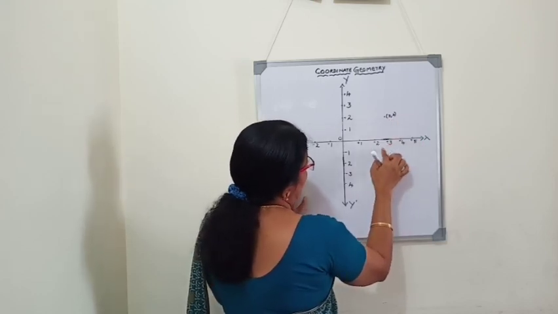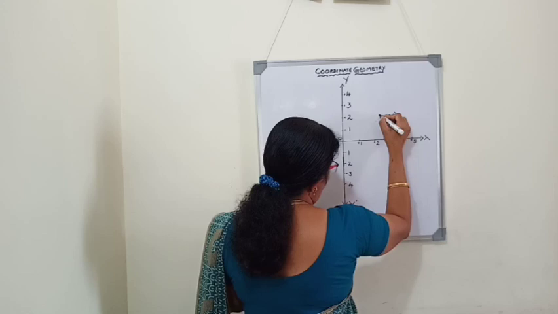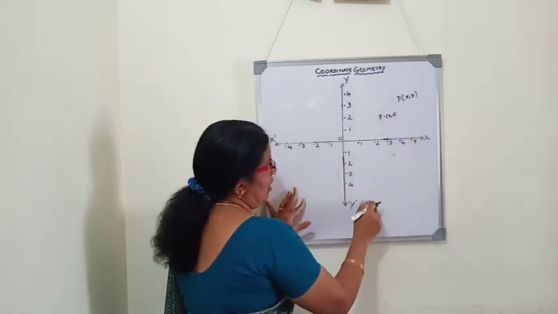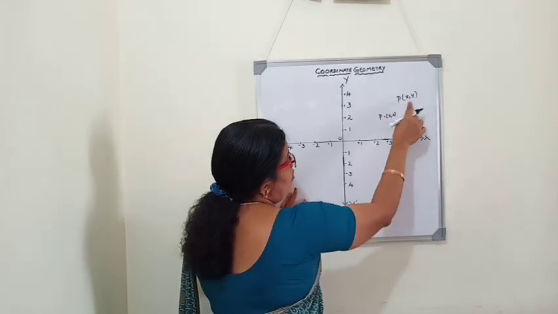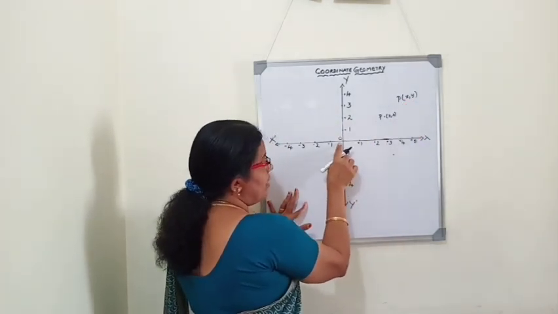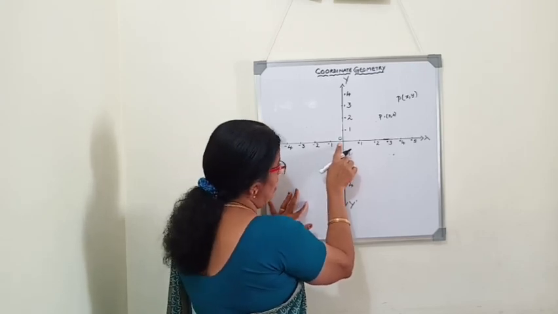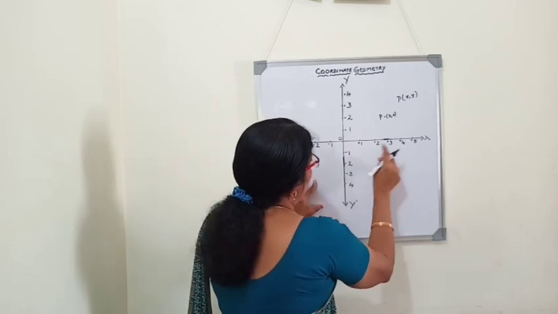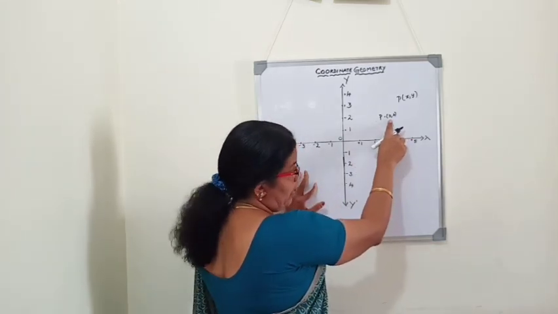The general form of marking a point is P(x, y), where x is the x coordinate and y is the y coordinate. These two perpendicular lines will meet at a point, it is called the origin. The coordinates of the origin are (0, 0).